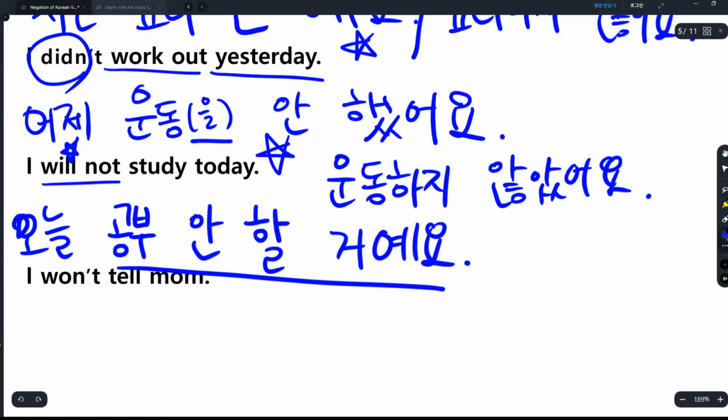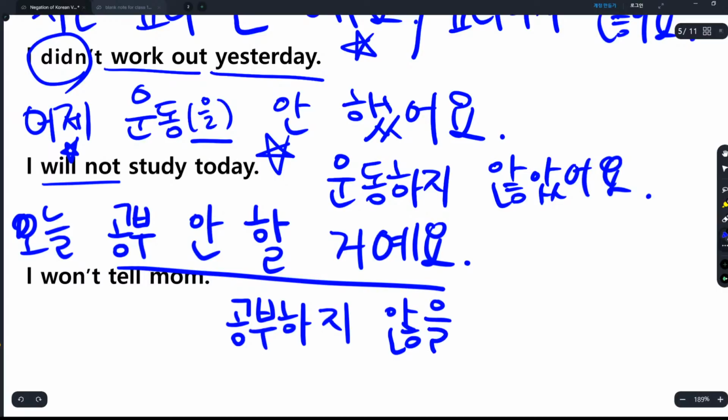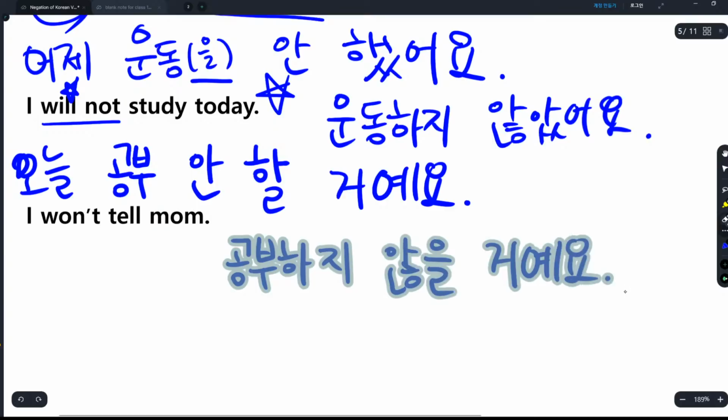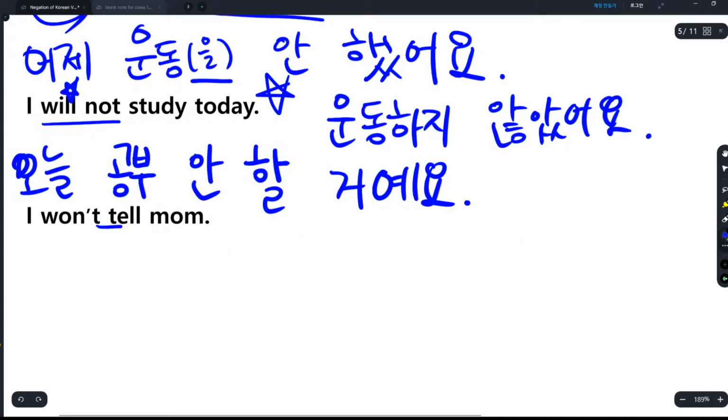Or if you want to use the 지 않다 verb, it would be 공부하지 않다. You have to conjugate this in future tense. 하지 않을 거예요. Okay? 공부하지 않을 거예요. 그 다음에 "I won't tell mom." For this verb tell, we can use the 말하다 verb that we just learned, right?